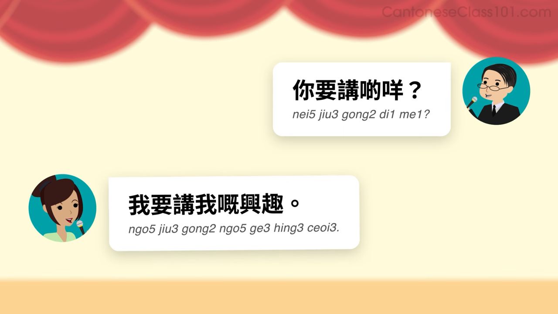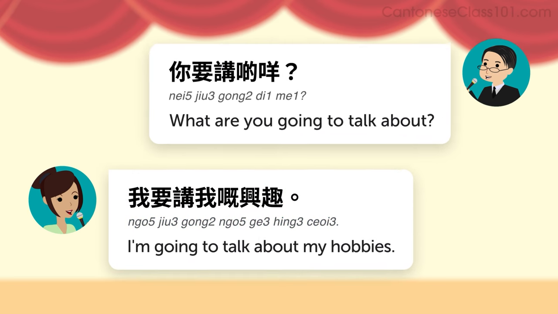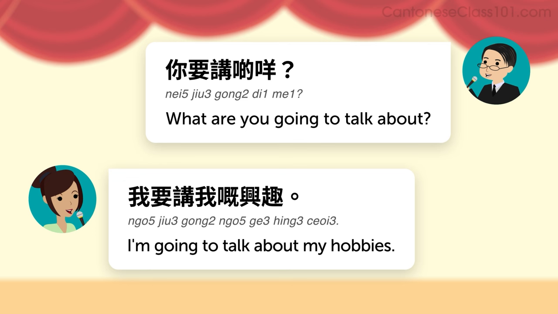Listen to the dialogue. 你要讲啲咩？ 我要讲我嘅兴趣。 Once more with the English translation. 你要讲啲咩? What are you going to talk about? 我要讲我嘅兴趣。 I'm going to talk about my hobbies.